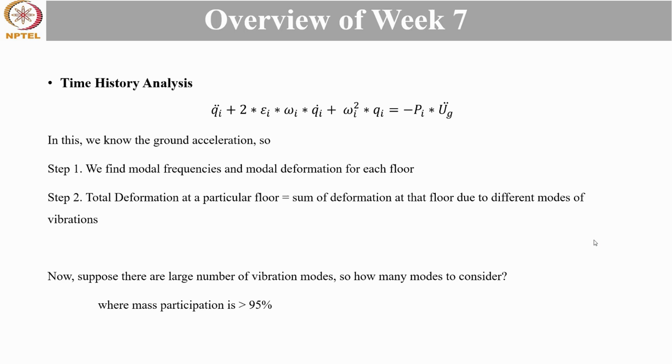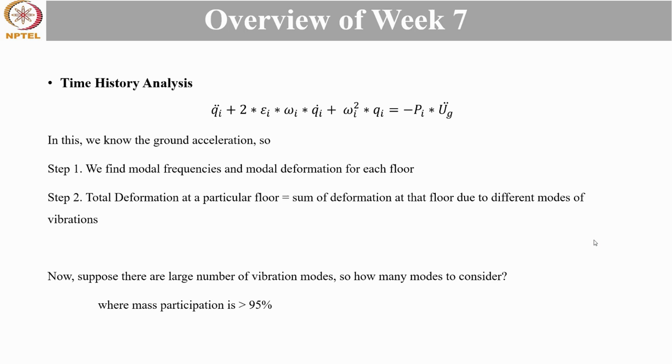Now, how is this taken into account? There are two methods. First is time history analysis. In this method, we know the ground acceleration. So, step 1 will be to find the modal frequency and modal deformation for each floor, and step 2 will be to find the total deformation of a particular floor as the sum of deformation at that floor due to different modes of vibration. Now, suppose there are a large number of vibration modes.